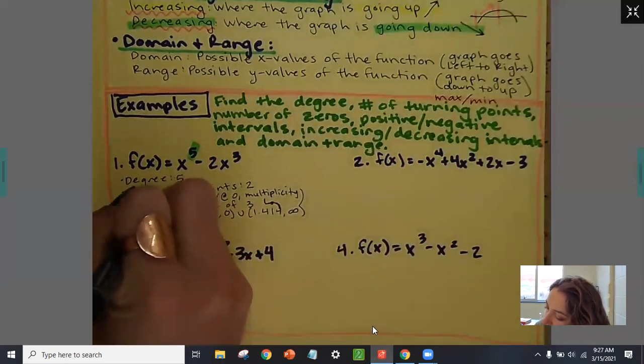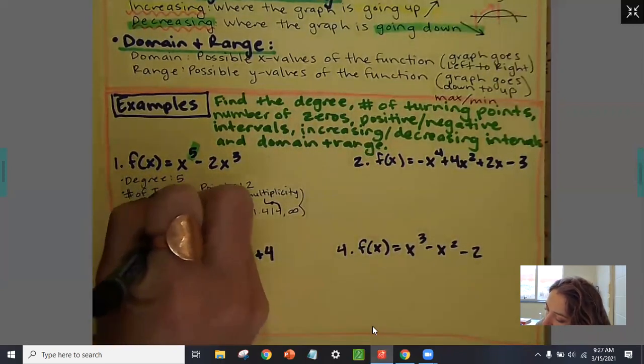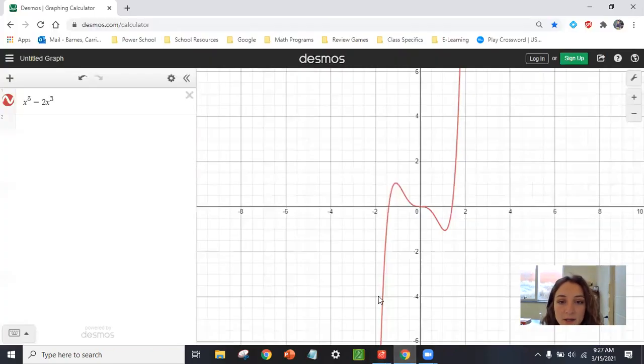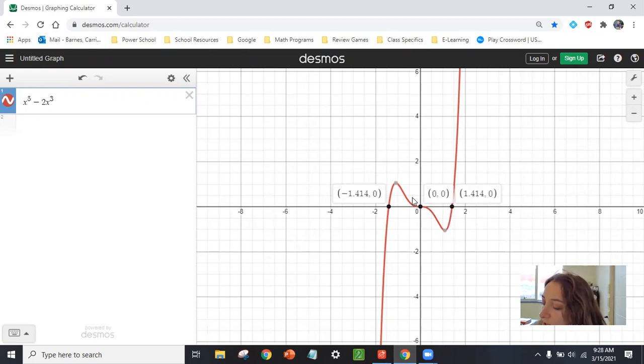All right, then for the negative intervals, let's go back. This is going to be when it's below the x-axis. So you can see all the way down here, from negative infinity until negative 1.414. And then it's happening again between 0 and 1.414. So right here, it's going below the axis. That's also going to be our negative interval.